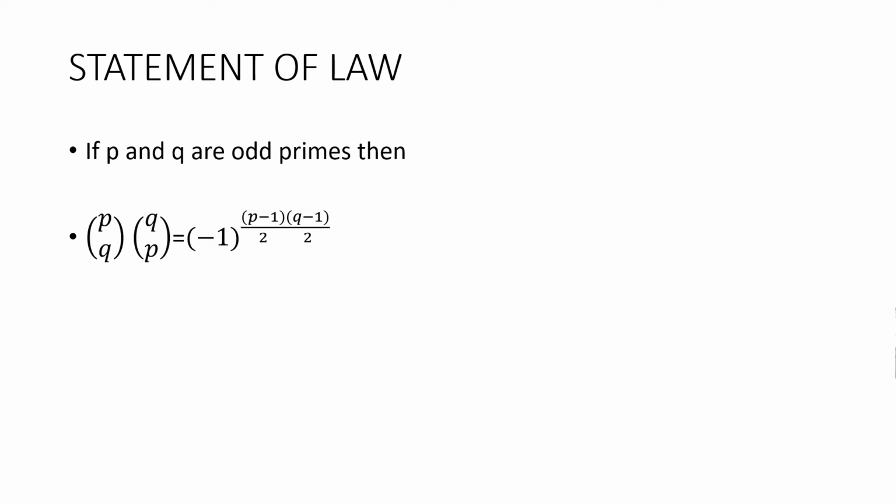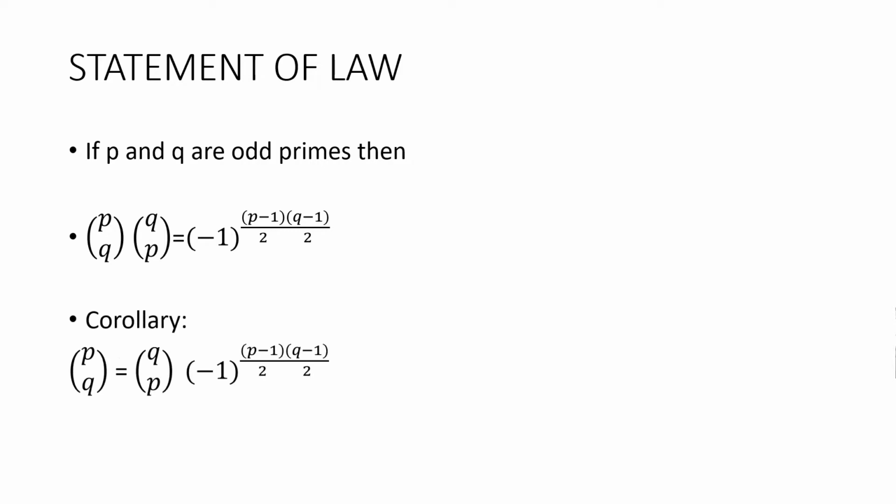First of all, the statement, as we discussed in the previous lecture: if p and q are odd primes, then the product of the two Legendre symbols is equal to (-1) raised to the power (p-1)/2 times (q-1)/2. And it's a very important corollary result: (p/q) can be reversed into (q/p) using this one. This is a corollary. You must know about it.